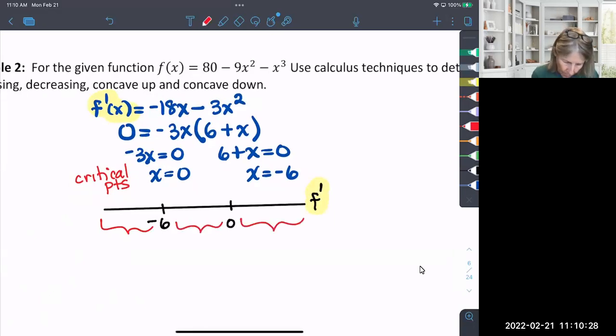Okay, so I'll pick some test points. I don't know, maybe -7. Let's say we pick -1, and maybe we pick 1, and we plug them into the first derivative. Okay, so I'm going to pause here and let you work this, and then we'll come back and you can check it. So do your plugging in, determine whether you're going up or down.